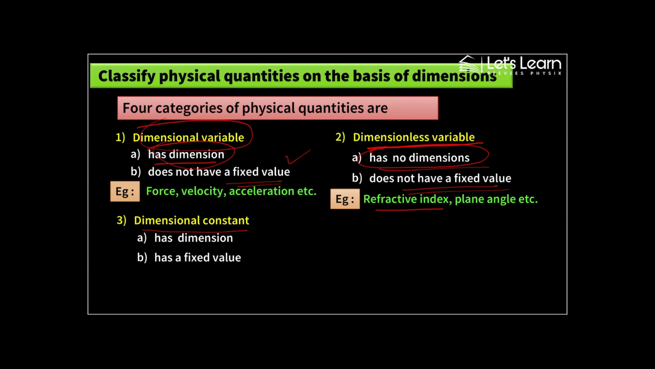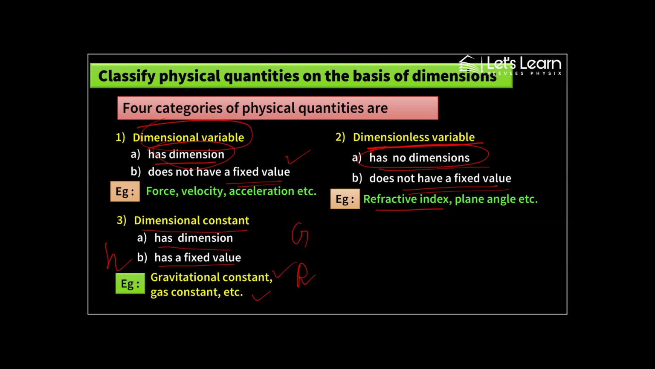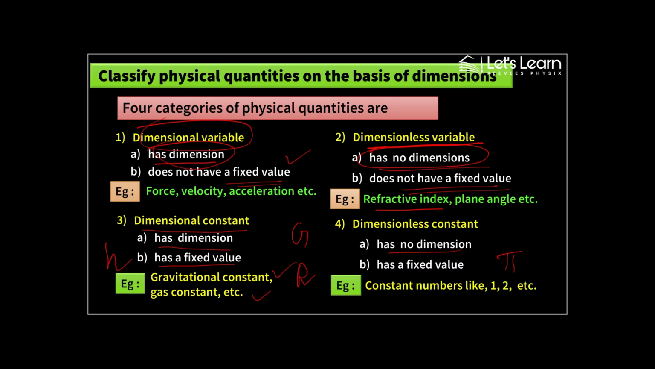Dimensional constants have dimension and are constants, which means a fixed value. All the constants in physics: the gravitational constant, for which we use the capital letter G, the gas constant, capital R, Planck's constant, h, etc., are dimensional constants. Then we go to dimensionless constants, which have no dimension, but have a fixed value. Pi, 3.14, has no unit, no dimension, but it has a fixed value. And the constant numbers like 1, 2, 3, 4, etc.